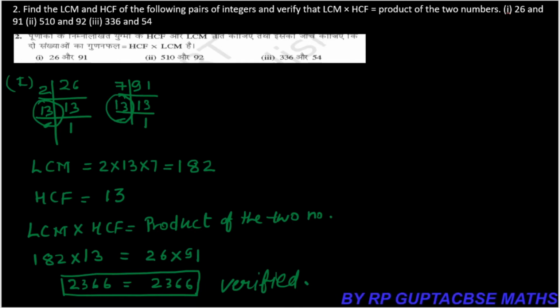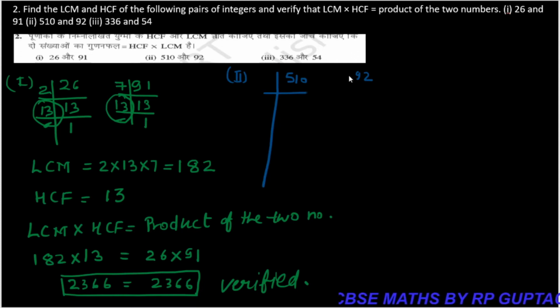Yes. So for the second question, what will I do? See, the second question is basically here. The numbers are 510 and 92. So again I have written 510 here and 92 here. I will find the factors of these numbers.